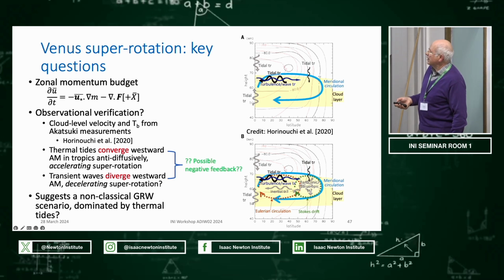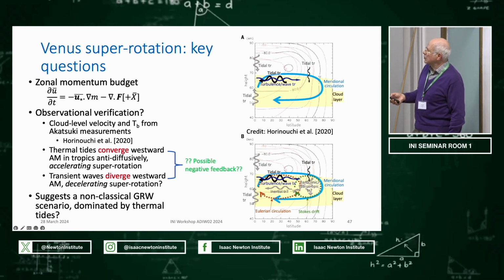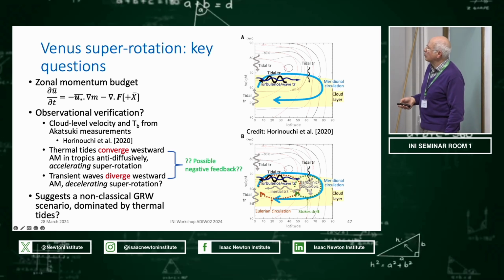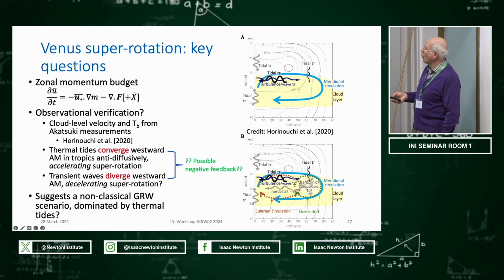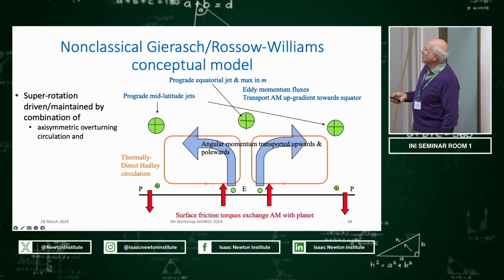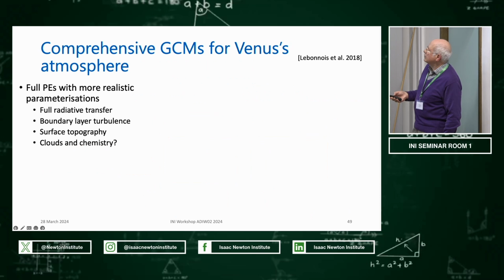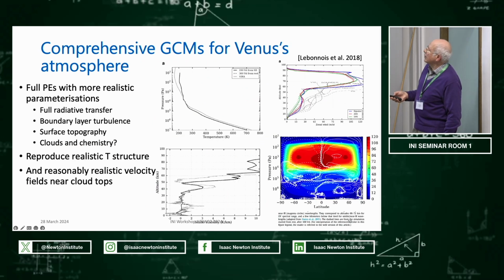So basically, on Venus, we seem to have something that looks a little bit like this Gierasch type of scenario, but in which the thermal tides play a very important role. And in fact, the other eddies seem to play almost the opposite role, almost in a form of negative feedback. So this is the sort of cartoon.